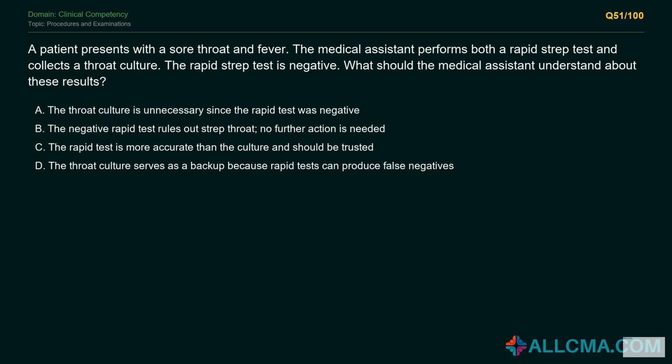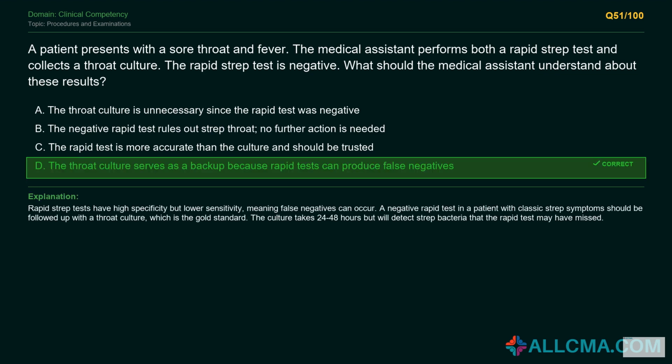Option A. The throat culture is unnecessary since the rapid test was negative. Option B. The negative rapid test rules out strep throat. No further action is needed. Option C. The rapid test is more accurate than the culture and should be trusted. Option D. The throat culture serves as a backup because rapid tests can produce false negatives. The correct answer is D.